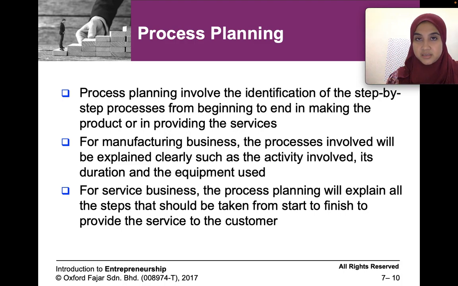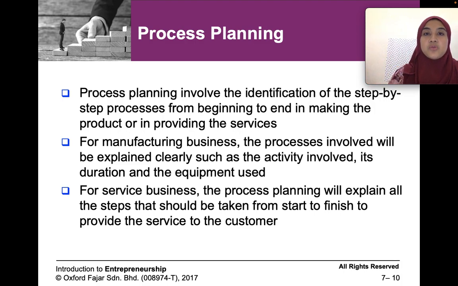For example, you want to give a massage, or you want to open up a spa. Under the spa business, we have massage, we have sauna, for example. So let's say massage. Massage is totally a service, whereby we don't produce an output, we don't produce a product for the massage. So under process planning for massage, you need to identify what steps are to be taken in order to give a massage to the customer.